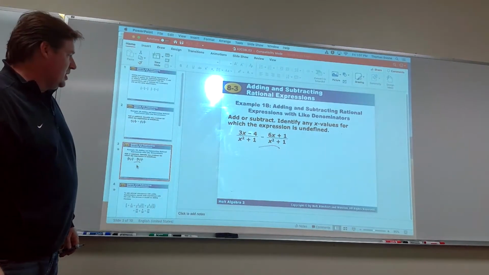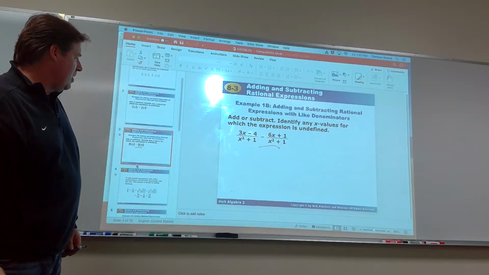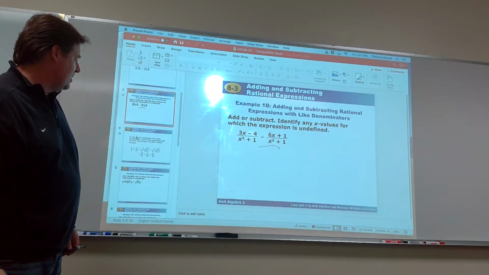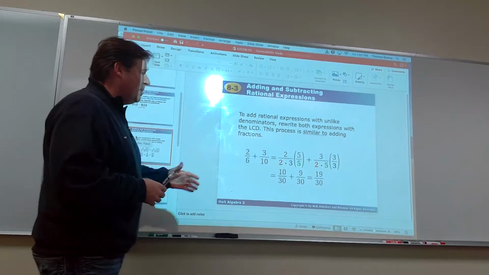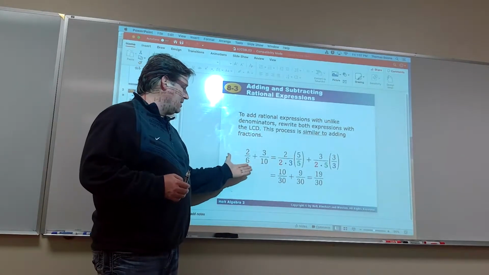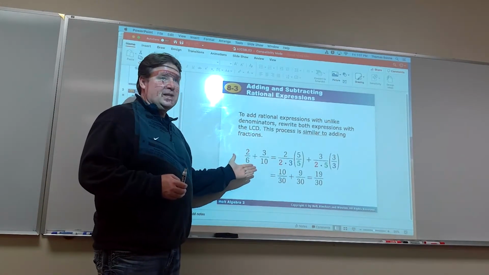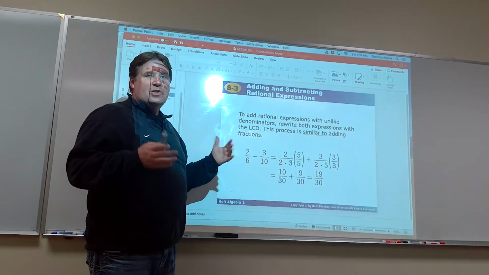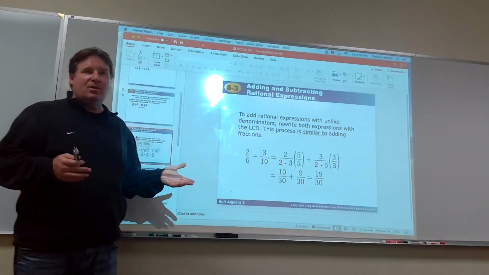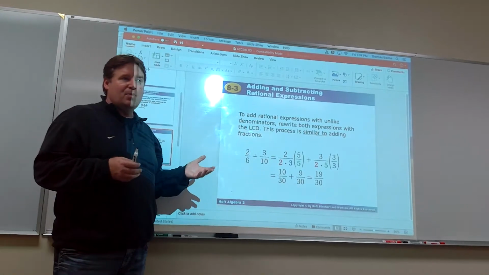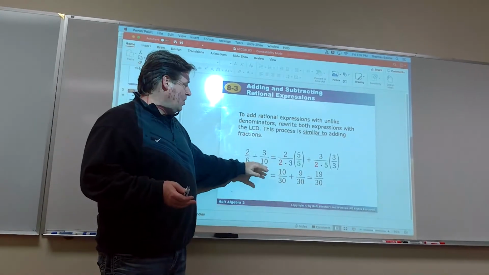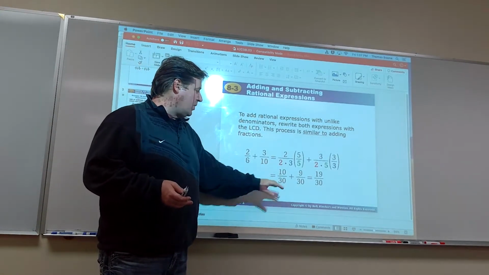So now the question is, well, what if the denominators are not the same? What if the bottoms are different, right? Well, remember what we did is we said, all right, let's say an example of 2/6 and 3/10, and those are clearly not the same. So what we do is we find a common denominator that they both can divide into. Well, the smallest number that 6 and 10 both divide into is 30.